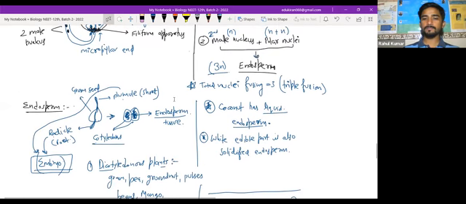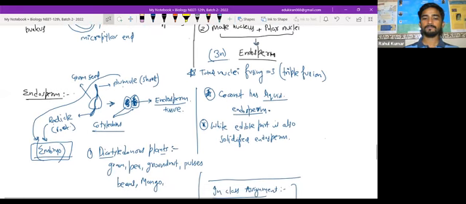And what was endosperm? Endosperm is the inner layer of the seed, not a part of the fruit. It's the inner layer of the seed. And why is it there? It is there to nourish the seed while it's growing, to nourish the developing embryo.